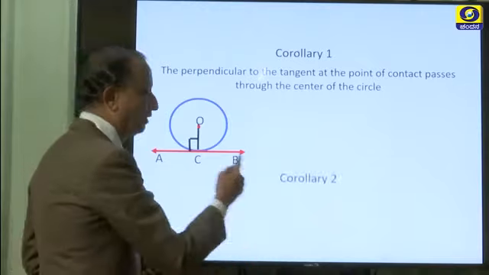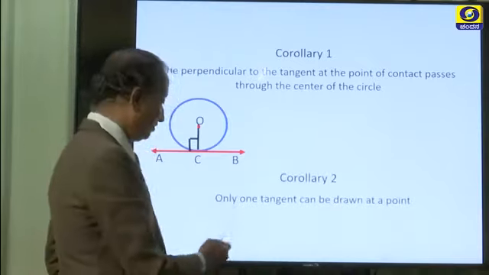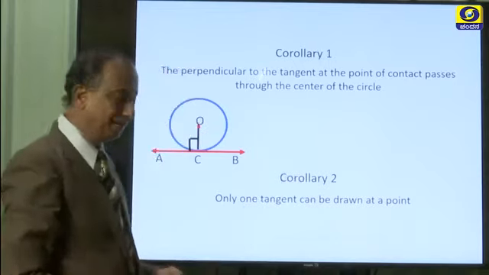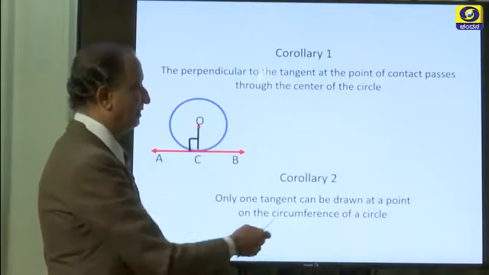Now let us go to corollary number 2. It's very simple, very obvious. Only one tangent can be drawn at a point on the circumference of a circle.